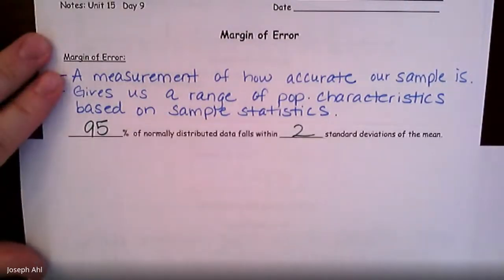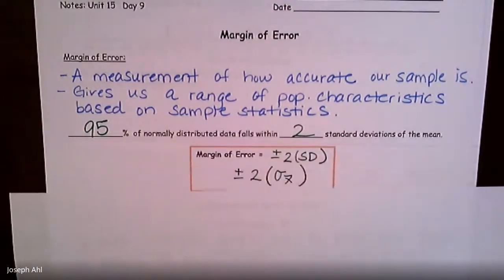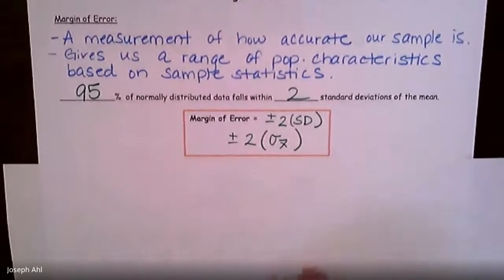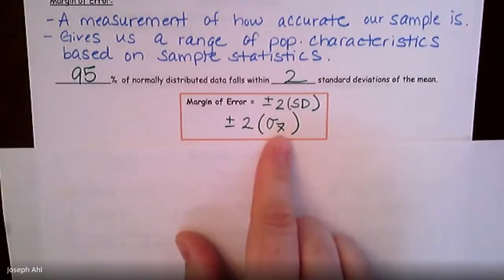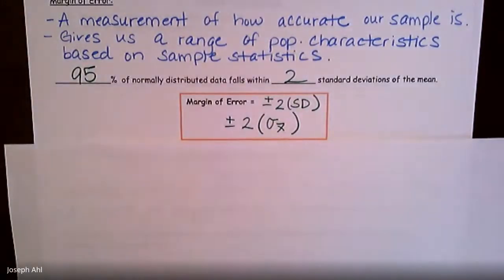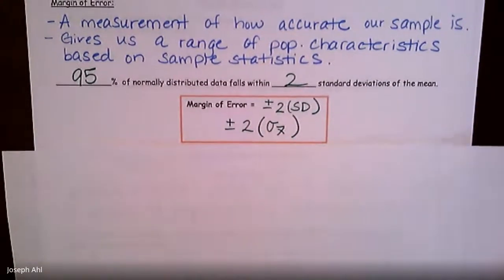If we take a look at that same fact that we just went over, that 95% of normally distributed data falls within 2 standard deviations of the mean, the way we're going to calculate margin of error is by just adding and subtracting 2 standard deviations. Symbolically, that would be sigma of all your X bars, so it's the standard deviation of all the means of your sampling distribution. It's pretty much what we were doing yesterday to get that range, but the margin of error by itself is just plus or minus 2 times the standard deviation of your sampling distribution.